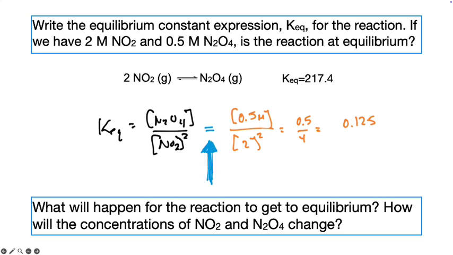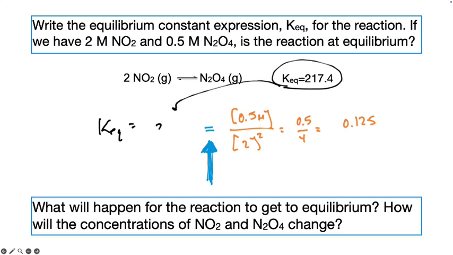Is that a true equality? We know the KEQ from the given information is 217.4. Is 217.4 equal to 0.125? No. So it's not a true equality. We're setting it up, we're testing it, we're trying to see if it is by subbing in those numbers, but that's technically not an equality.